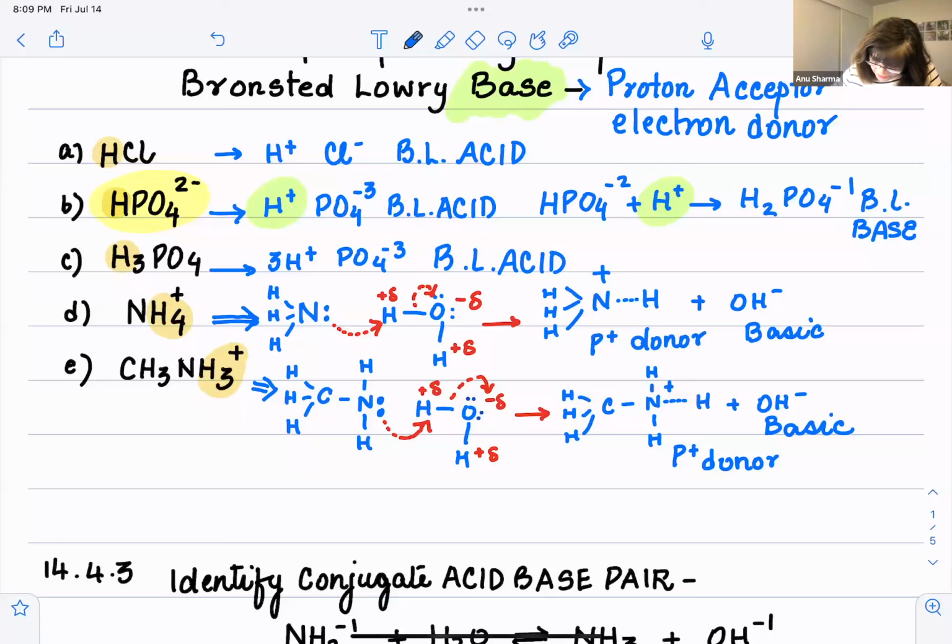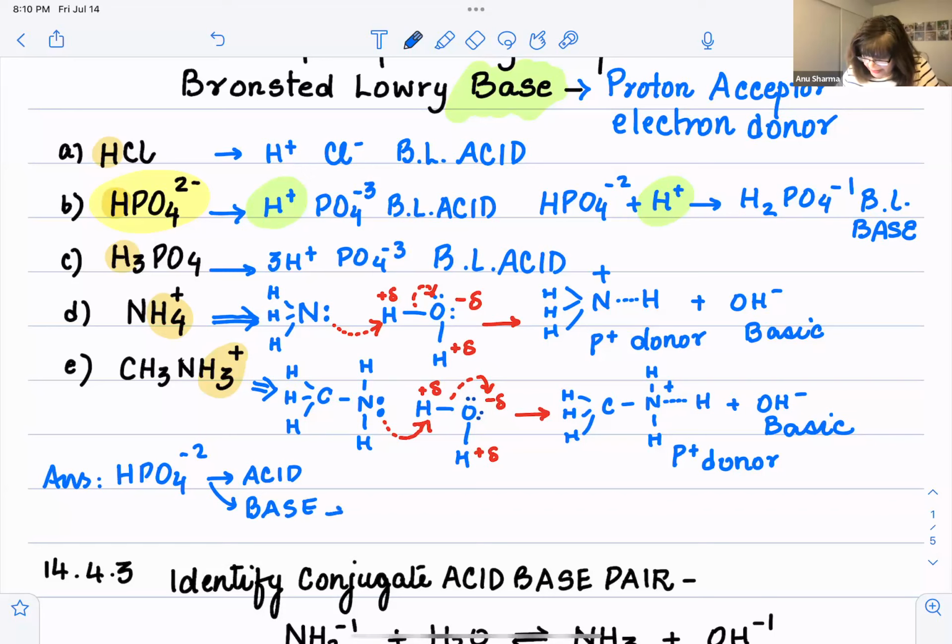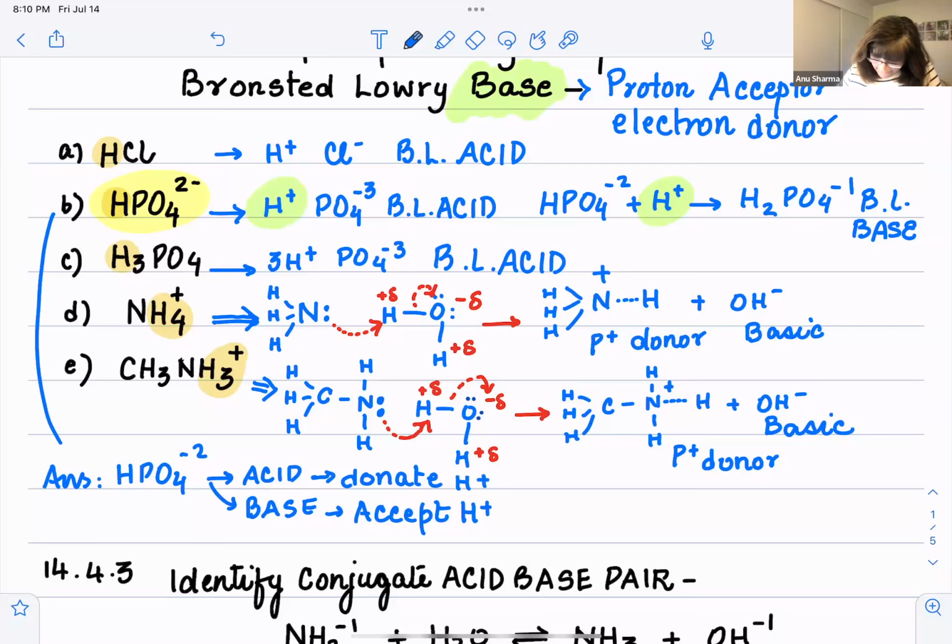So the answer is HPO4 minus 2 can act as an acid, and it can also act as a base. So how is it acting as a base? When it's able to accept hydrogen ions. And why is it acting as an acid? When it's able to donate or give away hydrogen ions. So both ways it's acting, and I have shown you this. So that is the answer. Let me just put this here. This is the scenario. All right.